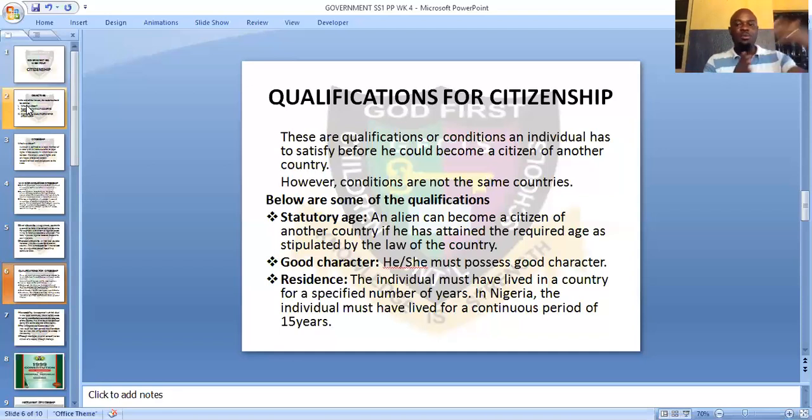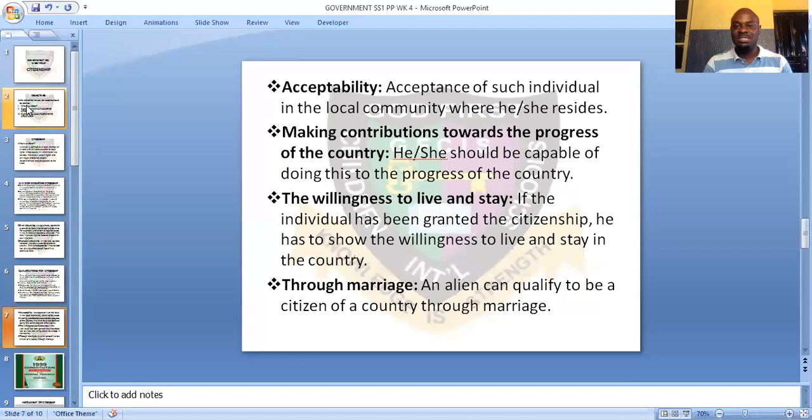Likewise, in some other countries like, I think, England, that's Britain, I think it's also the same thing. You must have lived in Britain for a continuous 15 years without traveling abroad. You are stable in that country, and as a result of that, you pass that particular stage. Let's go to other ones here.